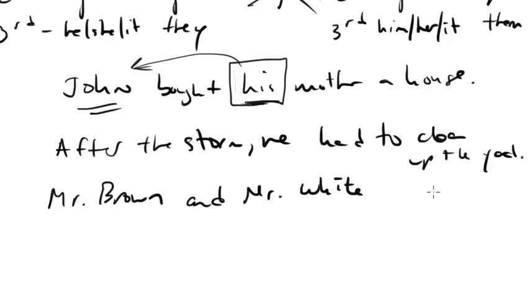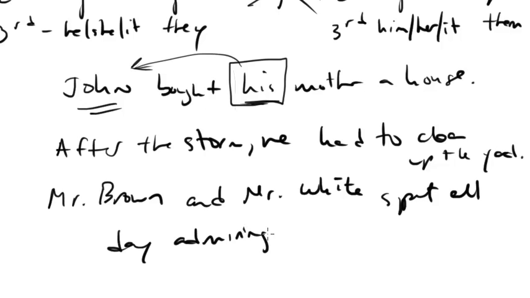So, "Mr. Brown and Mr. White spent all day admiring his new car." In context, perhaps the sentence would make sense, right? We would know who was the person who had the new car. Or we would know from maybe the paragraph or the story or whatever whose car this was, and maybe the sentence wouldn't be such a big deal. But even then, we still have some ambiguity within the sentence itself.